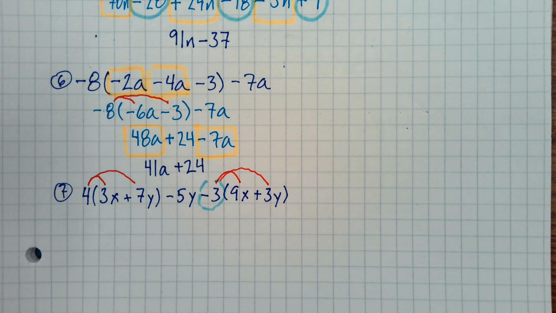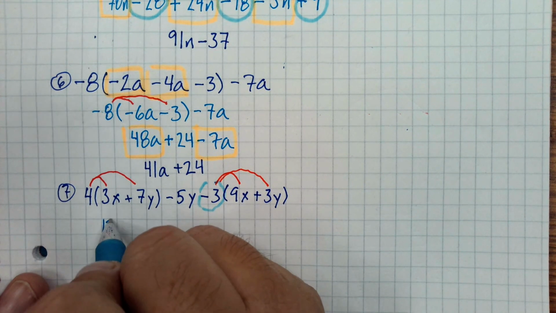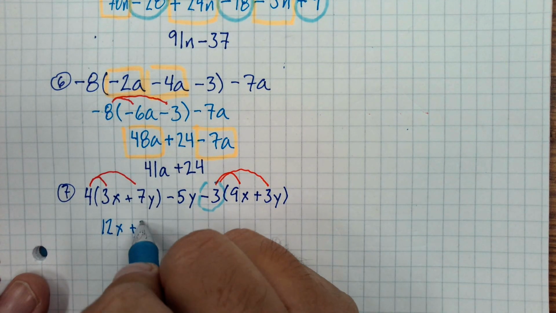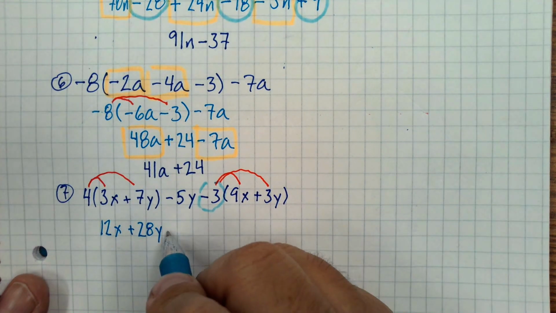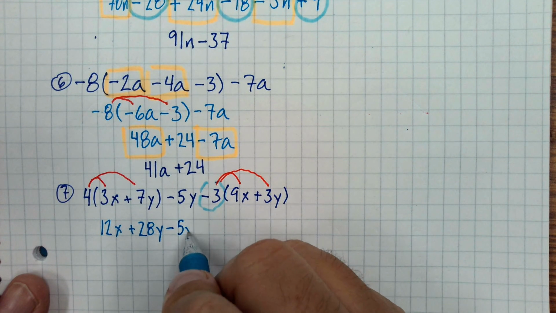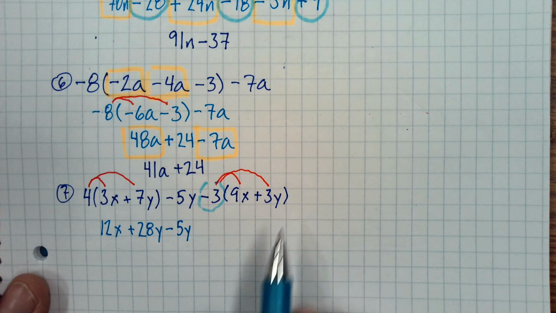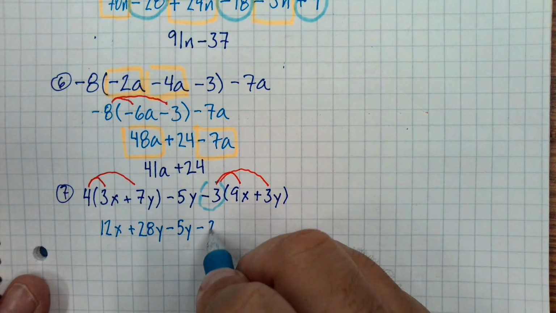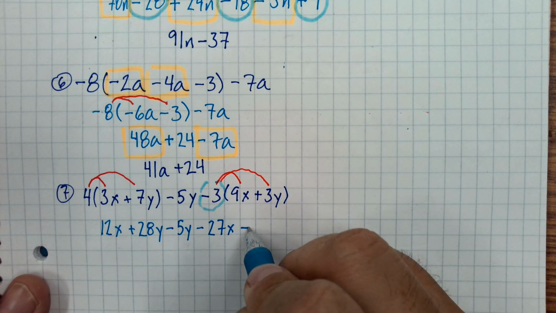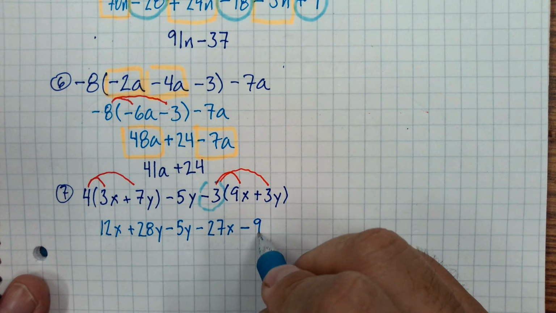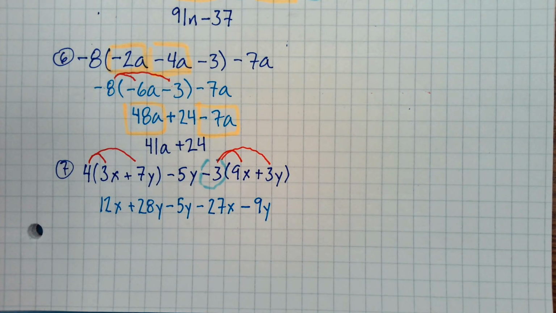All right, so that part we're actually getting pretty good at. So this is 12x plus 28. And then I didn't do anything with this minus 5y. Just bring it down. And then we're going to distribute negative 3 times these. Minus 27x and then minus 9. And negative times positive is minus 9y. Okay. So now, plenty of stuff to combine.